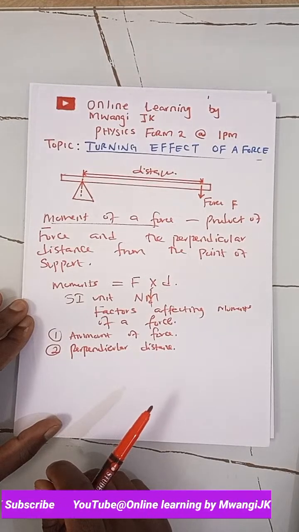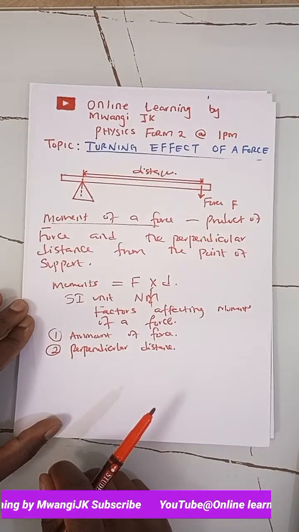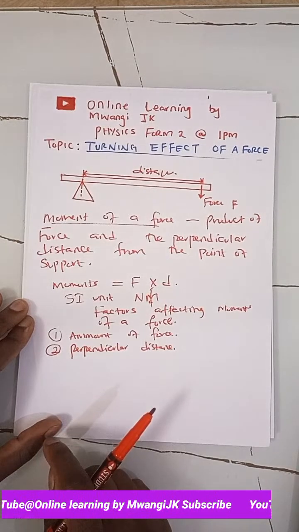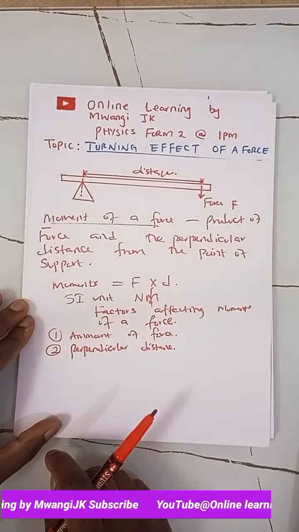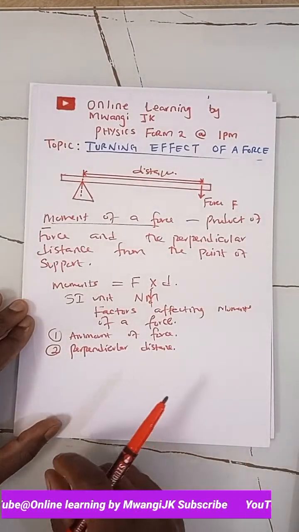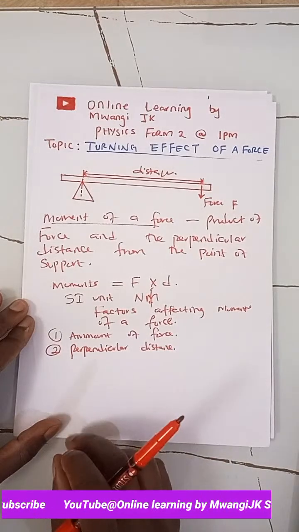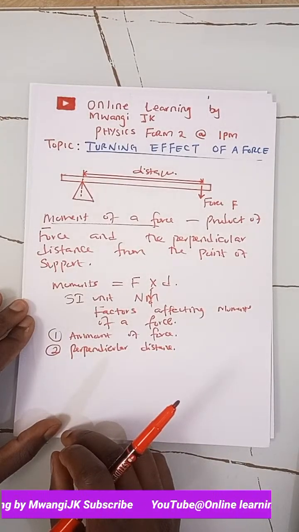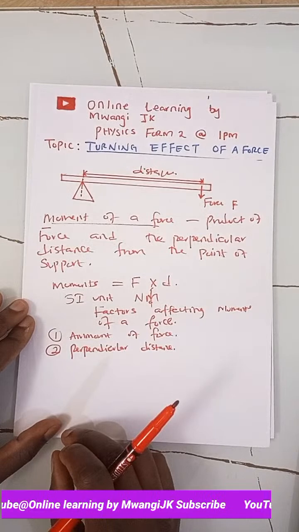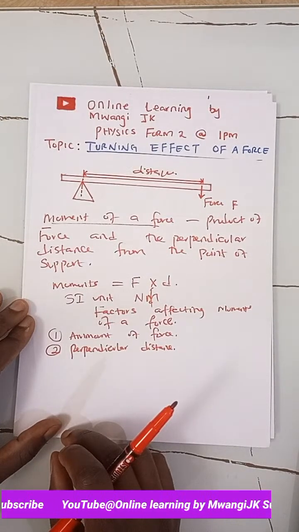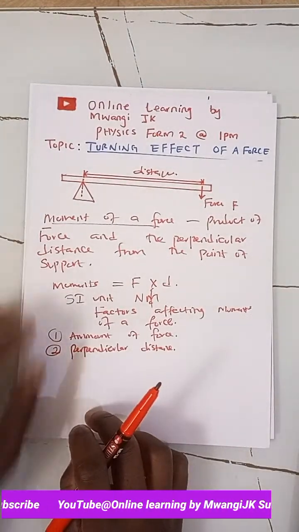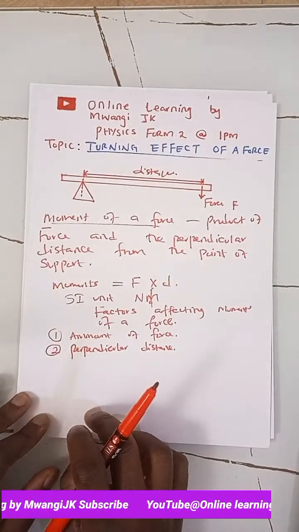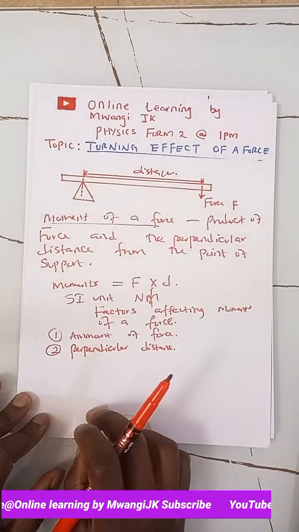Some examples where we have forces producing a turning effect: when you are opening or closing a door, you apply a force at a certain distance. That is an example of moment. Again, when operating a pair of scissors, or when children are playing on a seesaw, that is moment of a force in practice, and so many others.